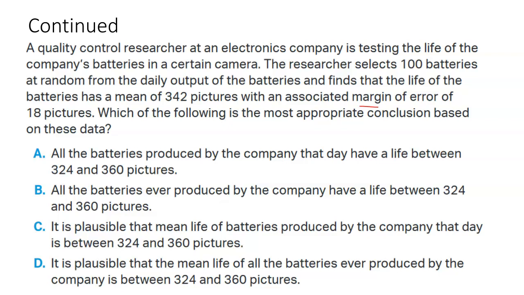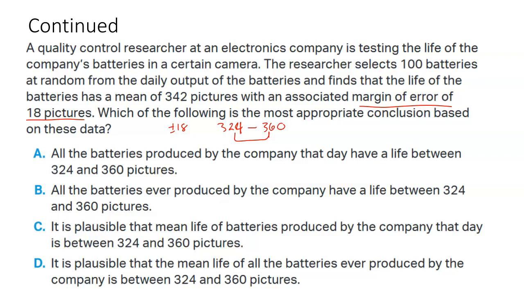So what this margin of error says is, hey, our mean is 342, but we may be off by a little bit, plus or minus 18. So if we add or subtract 18, that's where they're getting these numbers of 324 to 360. So they have some confidence interval of maybe 95% or 98%, and they're saying that the mean of these batteries is going to be somewhere within this range. So, all the batteries produced by the company that day have a life between 324 and 360.